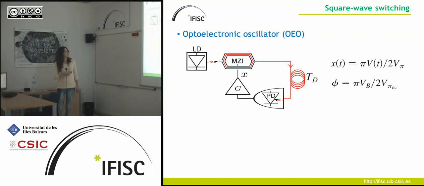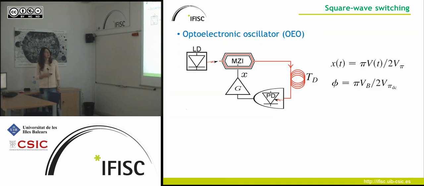Light from a laser diode is split into two beams with a Mach-Zehnder interferometer, and at the end there is a fiber delay line of time delay tau, and the light is detected by this photodiode, amplified, and used to modulate one of the branches of the Mach-Zehnder. Then the dynamical variable is proportional to the voltage applied to the modulator. As a result of this voltage, one of the arms suffers a phase modulation with respect to the other arm.